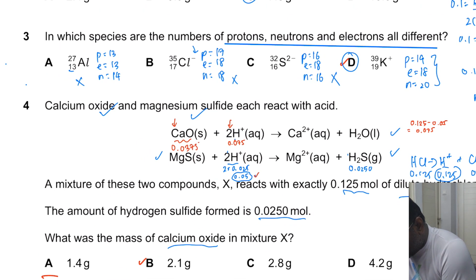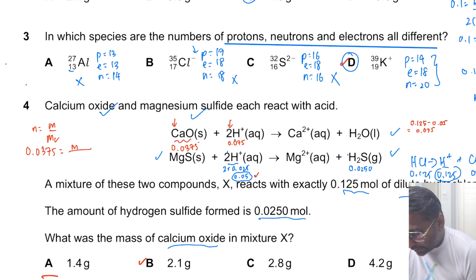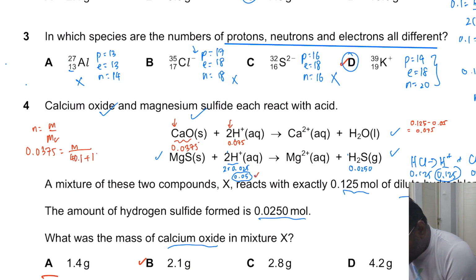So number of moles equals mass over Mr. Number of moles is 0.0375, and mass is what we are looking for. Calcium oxide, calcium is 40.1, oxygen is 16. So you can find the mass as 0.0375 times 56.1, and you will get 2.10 gram. So that's going to be our answer over here.